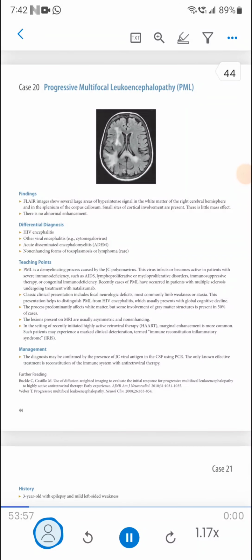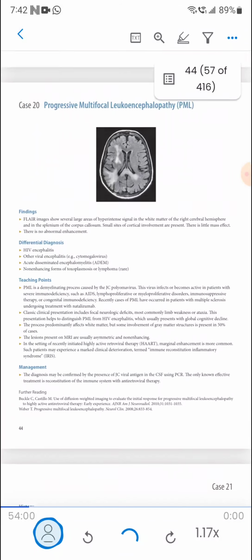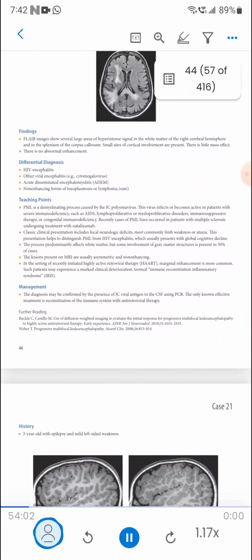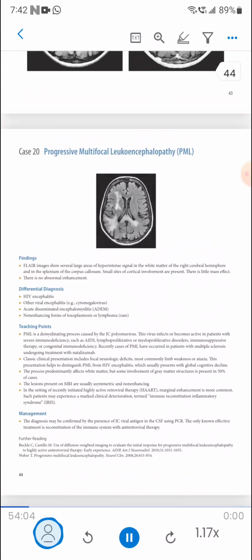Case 20: Progressive Multifocal Leukoencephalopathy, PML. Findings. FLAIR images show several large areas of hyperintense signal in the white matter of the right cerebral hemisphere and in the splenium of the corpus callosum. Small sites of cortical involvement are present. There is little mass effect. There is no abnormal enhancement.